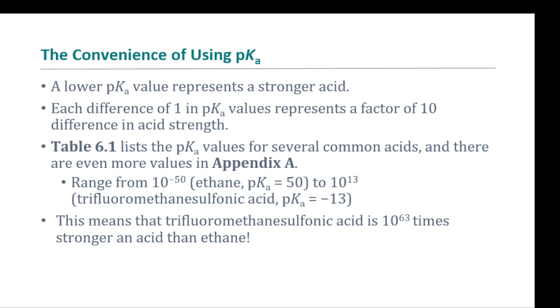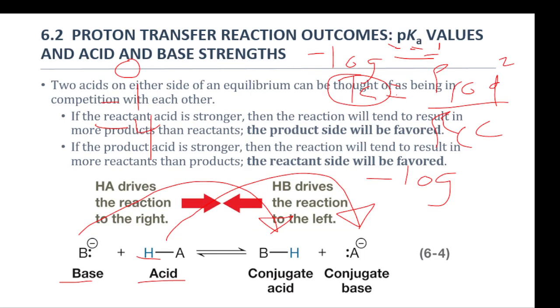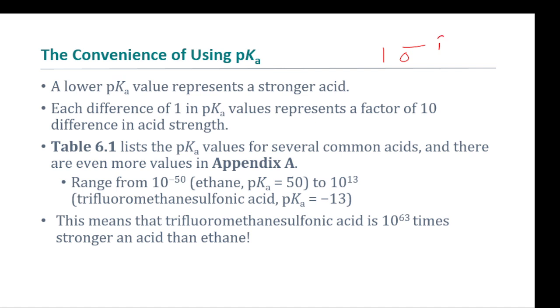Okay, so again, a lower pKa is going to represent a stronger acid. And again, this is because if you want to get rid of the p in the pKa and just go to Ka, it would be 10 to the negative pKa. Meaning that large pKa values have very small Ka numbers, right?